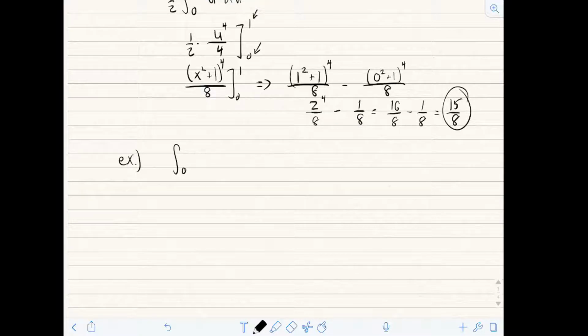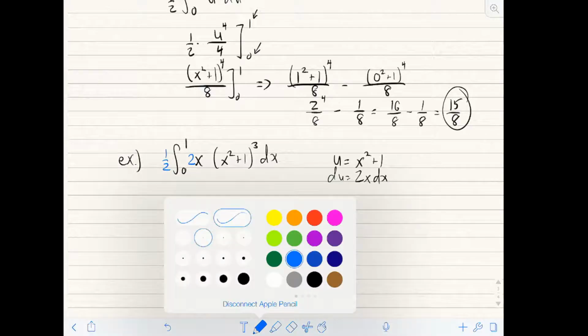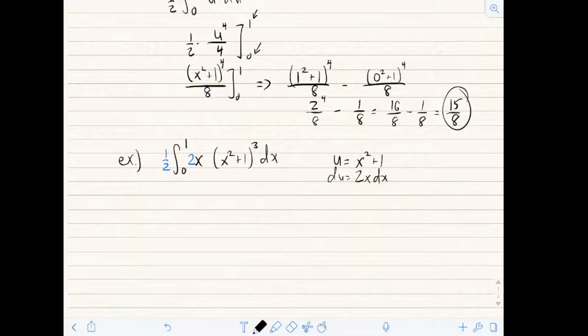So I'm going to go from 0 to 1 of x(x squared plus 1) to the third power dx. Still, we're going to use the same process. We're going to say u is equal to x squared plus 1. Therefore, du is going to be equal to 2x dx. Now, we still work out the same way, right? This is going to be 2. This is going to be 1/2. But what I'm going to do here is change everything. Instead of it being in terms of x, we're going to change it in terms of u.